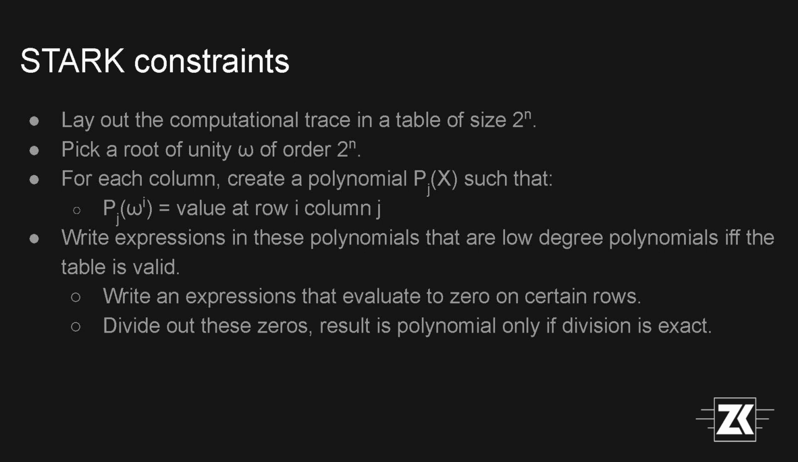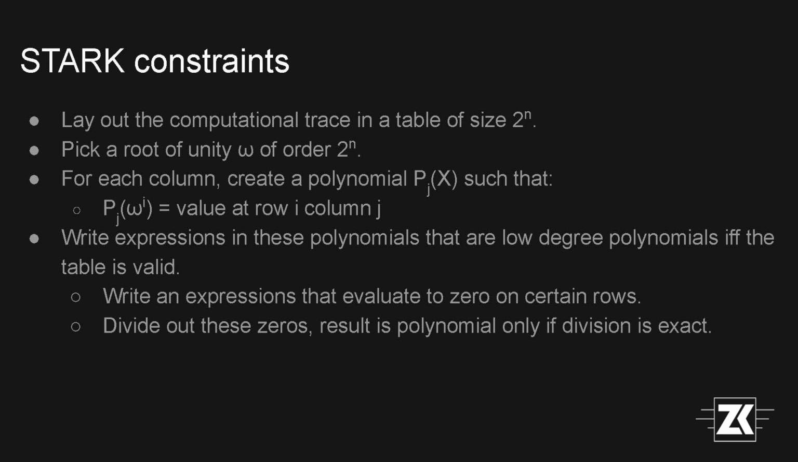Then you pick a root of unity of the size, the length of your trace table, and for each column you create a polynomial that is interpolated on these values such that if I take omega to the power i and I feed that in my polynomial, I get the value in the trace table at row i in that particular column. I'll go into a concrete example soon, but just to give you a high-level overview.